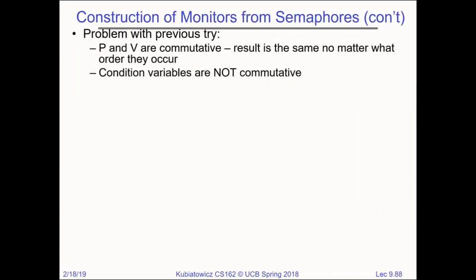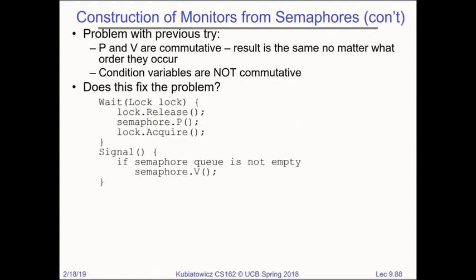So the problem with the previous thing is that P's and V's are commutative, and the result's the same no matter what order they occur. Condition variables aren't commutative. And if you think about it, the reason you don't want condition variables to be commutative is you're checking a condition and you want to always go to sleep when the condition's violated. Whereas with P and V, if somebody does a V early and then you just fall straight through, you've not checked the condition properly. Okay, so this is a problem.